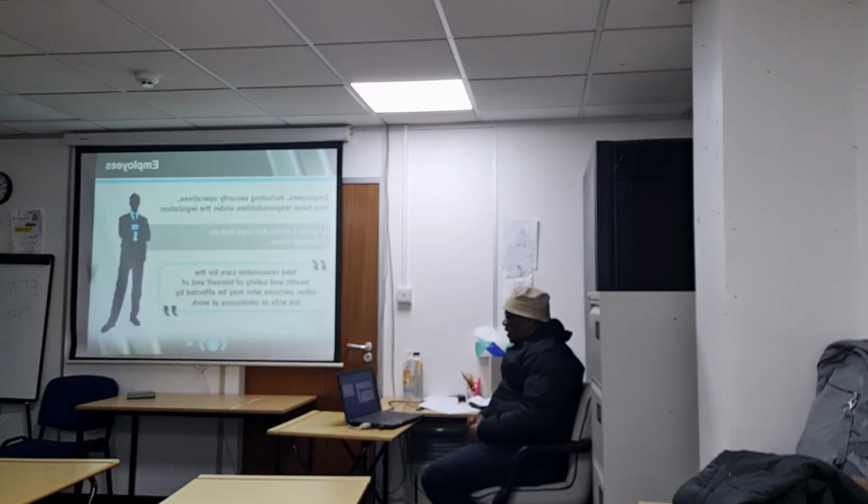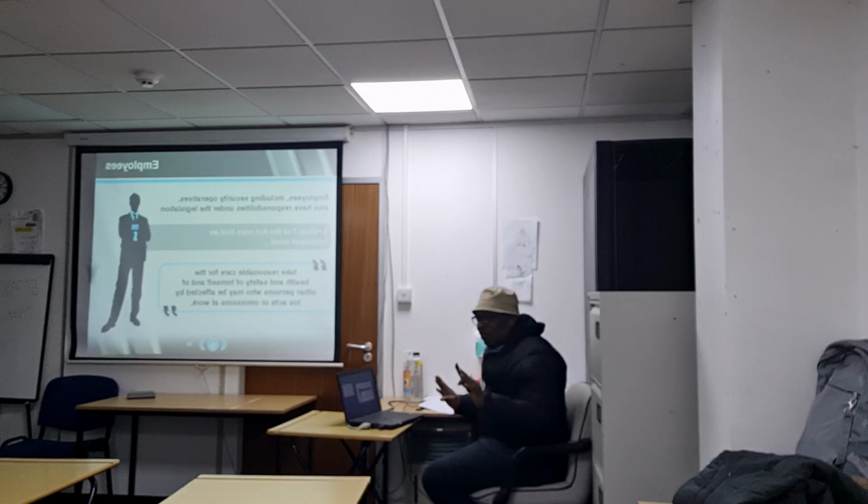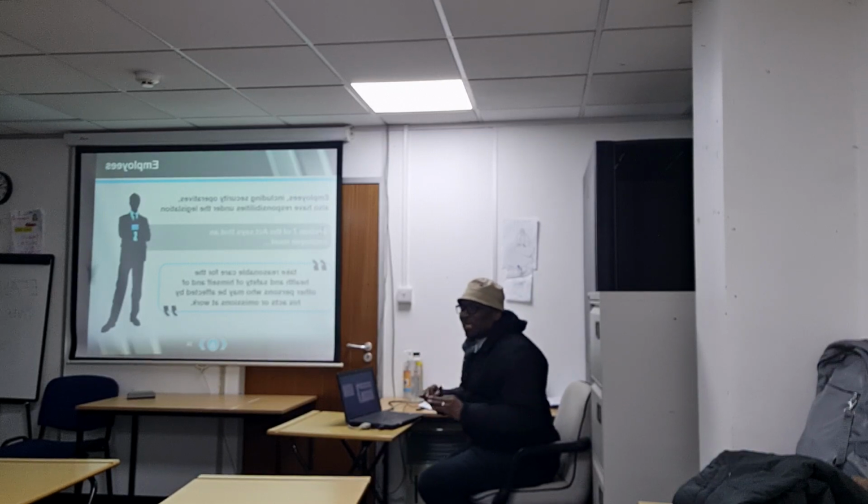On the part of the employees, the Health and Safety at Work Act 1974 also places responsibility on the employees to take reasonable care for their own health and safety and other persons who may be affected by his act or omission at work. Simply said, as you are responsible for your own health and safety, your act or omission should not adversely affect the health and safety of other people. So when you are taking care of your own health and safety, you want to make sure that this does not affect the health and safety of others. Does that make sense? Yeah. All right.